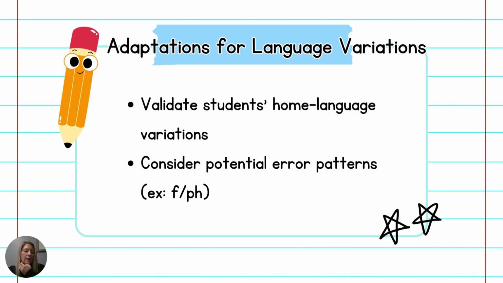So next, there are adaptations for language variation. We want to make sure that we are validating that student's home language variation and doing that as much as we can, and letting them know that even though something might be different, it's totally fine, and supporting that. And then another way is we want to consider all potential error patterns. So for instance, if we're talking about spelling and about Spanish, there's no PH in Spanish. So whenever I'm teaching that, I want to make sure that I'm acknowledging what certain languages might be missing that English has that they might not have.